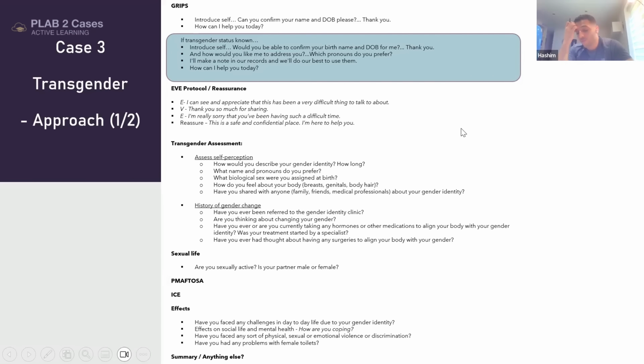But then otherwise, after you ask your open question, the EVE protocol is nice. "I can see and appreciate that this has been a very difficult thing to talk about. Thank you so much for sharing." So definitely, I think it's nice, and Dr. did this, to thank them for showing the courage to talk about this with you. So giving them some positive reinforcement for all that, and just an empathetic response. "I'm really sorry that you've been having such a difficult time." And then I do like to reassure, like you did, Dr., very nicely, and emphasize that this is a safe and confidential place. Just remind them about that, just in case they're worried you're going to start calling their parents or something, because they are only 16. So this is a confidential space.